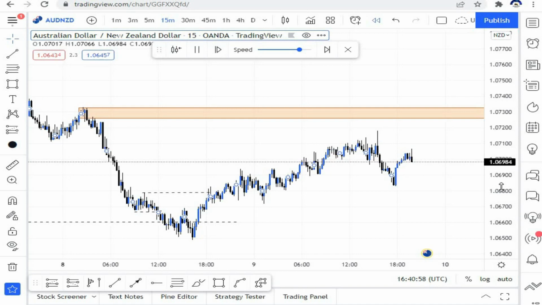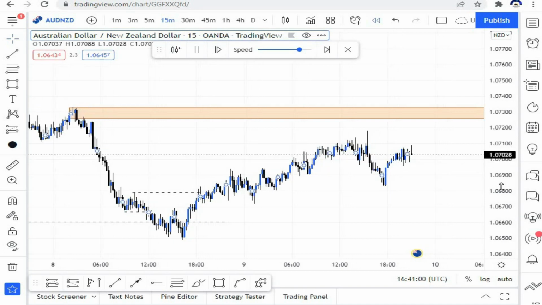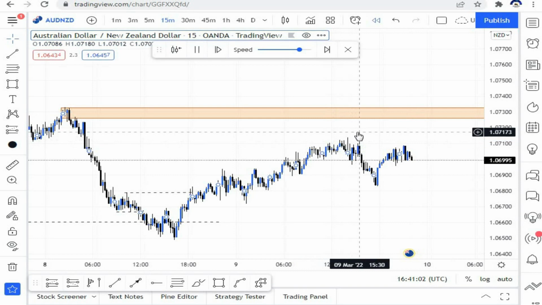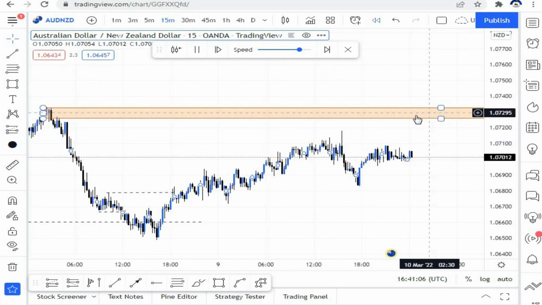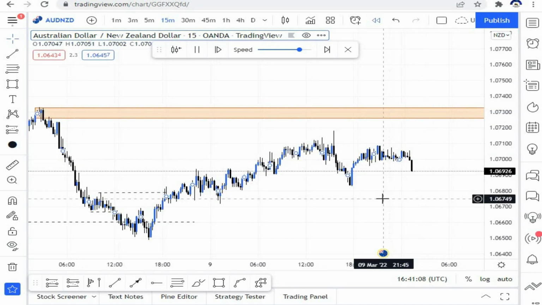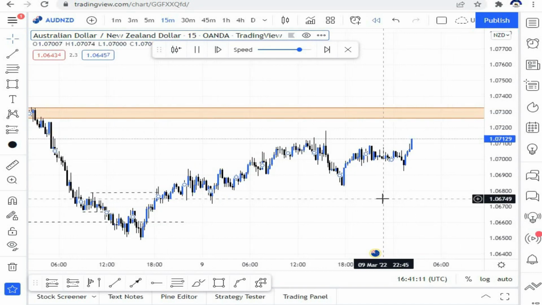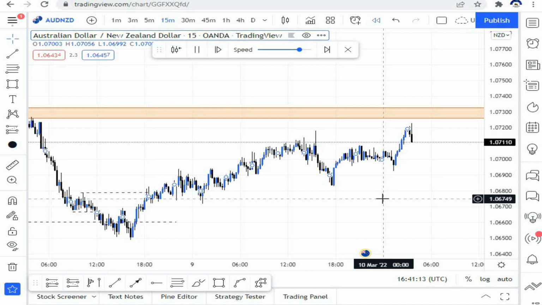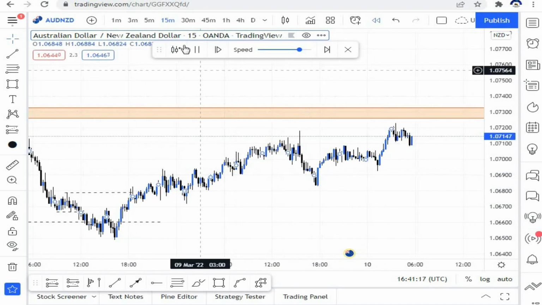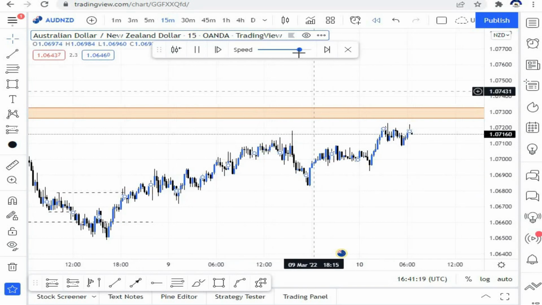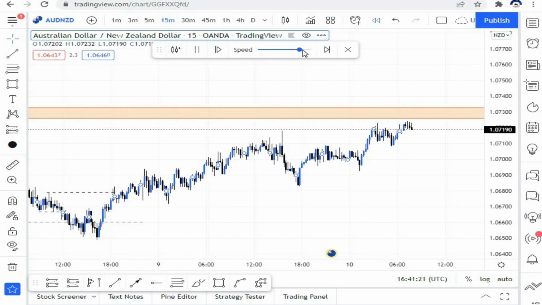We wait for the price to come into our supply zone area. Even if price give you this type of rejections, don't take them. You are only interested in this supply zone area right there, right? So let's see what the price will give us there. So let's see, and we are in 15 minutes time frame, right? Let's put a little speed.